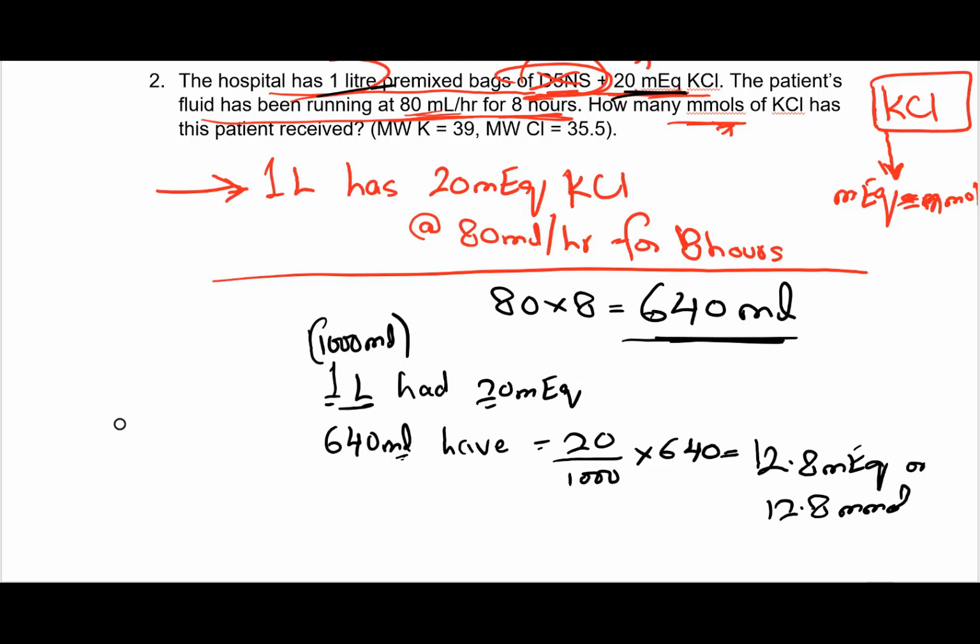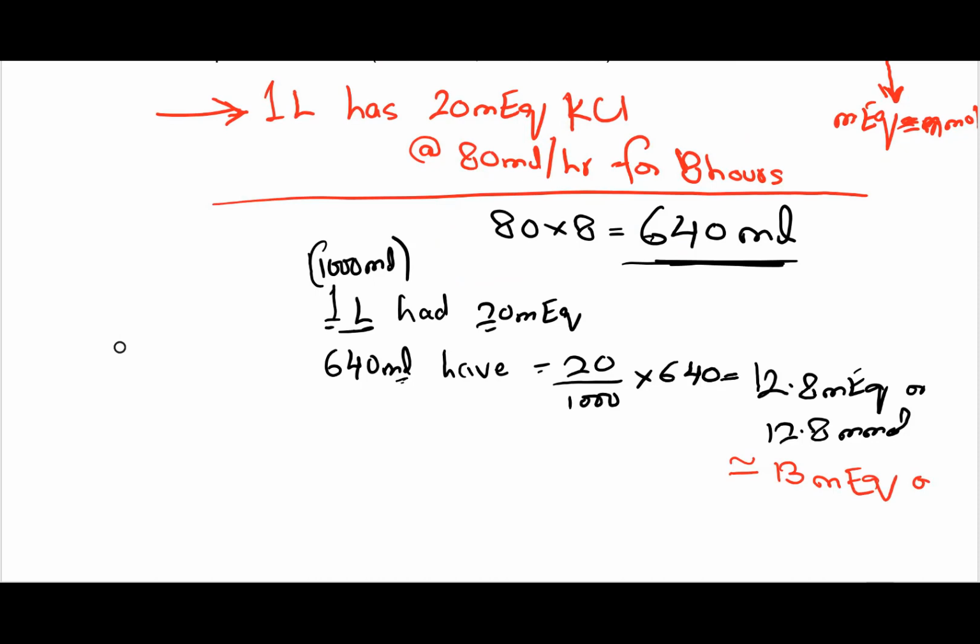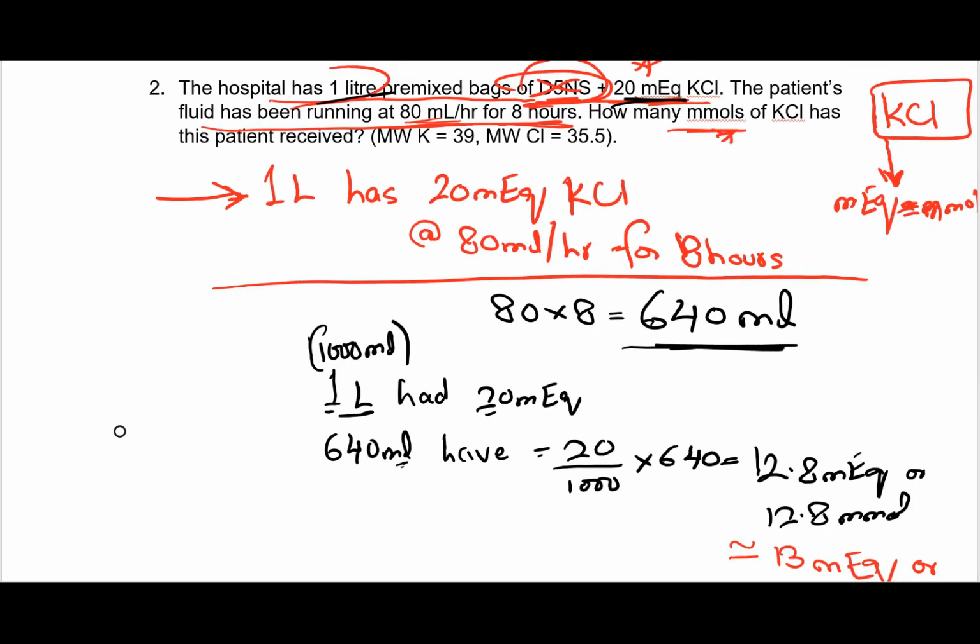Sometimes in the questions, in the options, you might also have an option of 13. So just round it up to 13 because that's easier to deal with. So just a quick recap, we had been given the concentration, how much milliequivalent was present in 1 liter, and we had to figure out first how much infusion the patient has received. We calculated how much fluid the patient had received, and then we worked out how many milliequivalents were present in that fluid which the patient had received.